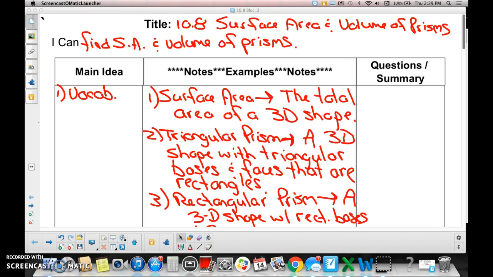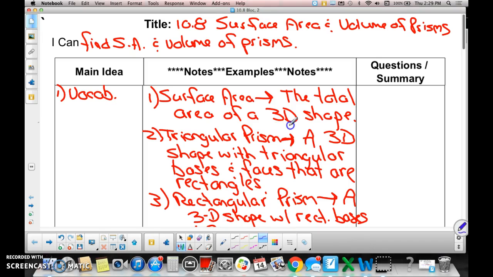10.8, surface area and volume of prisms. I can find surface area and volume of prisms is what we're doing. I'll take care of that today. Surface area. What kind of shape must you have in order for surface area to be calculated?